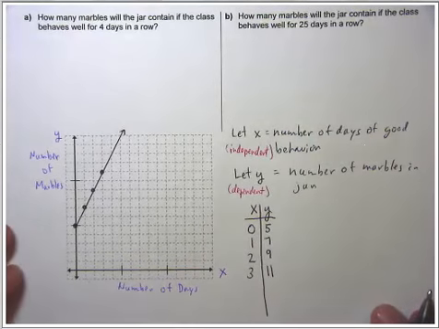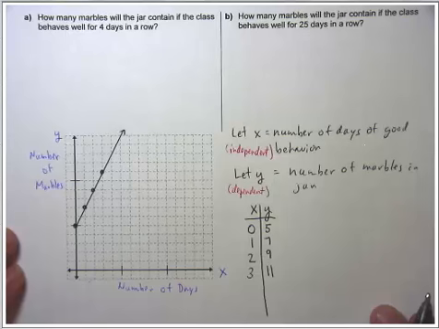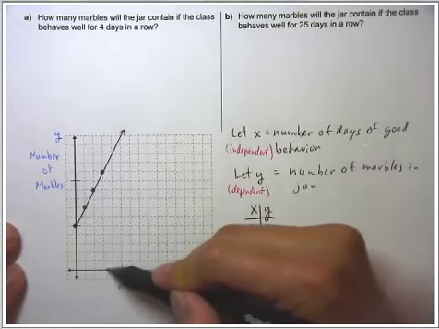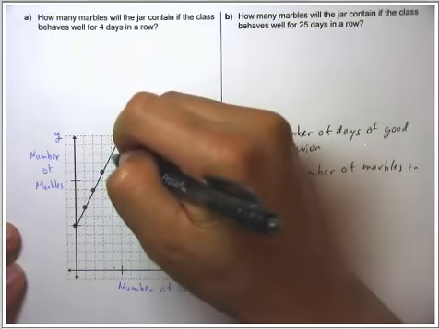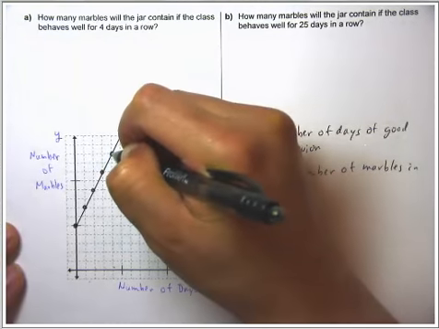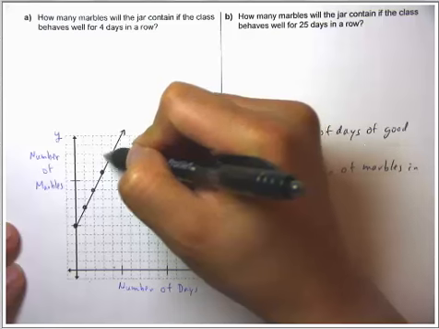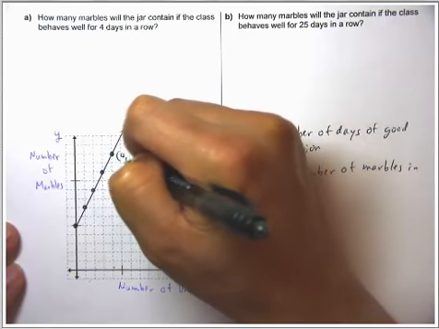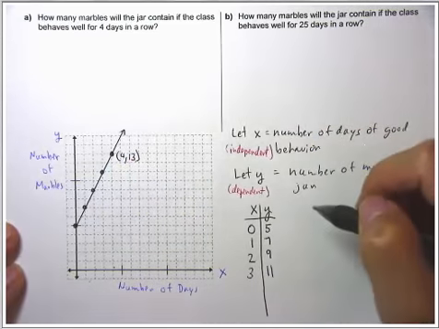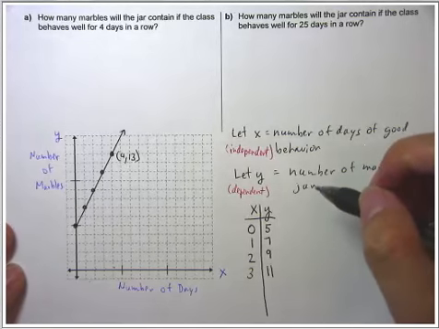All right, and we can use what we have here to answer question A. How many marbles will there be after 4 days of good behavior? Well, if we look at our graph, here's day 1, day 2, day 3, day 4. Right here, on the fourth day, there would be 13 marbles, right? This is the point (4, 13). So on the fourth day, there would be 13 marbles in the jar.